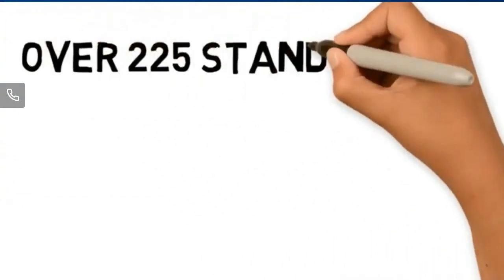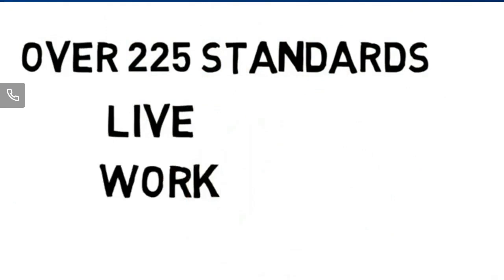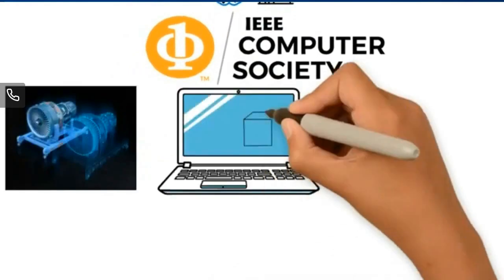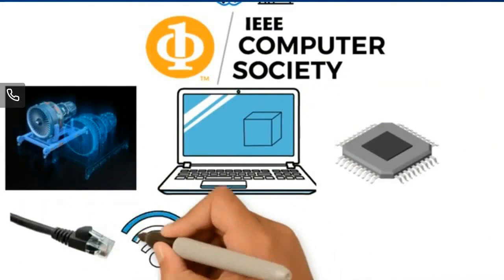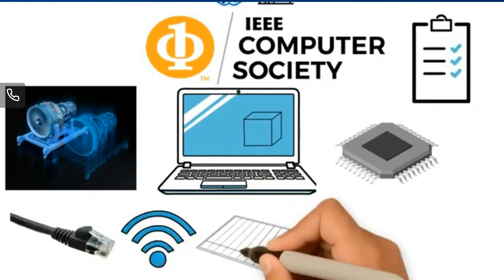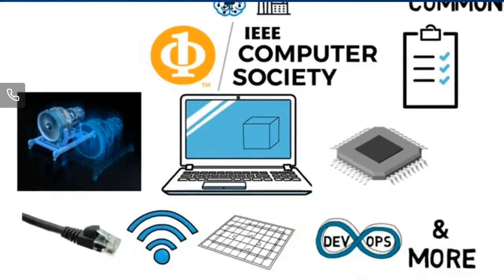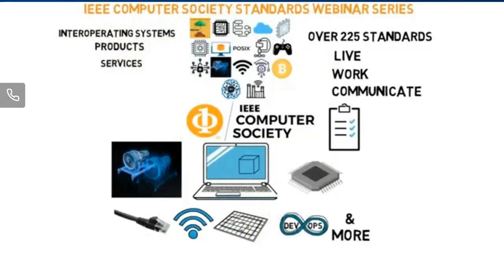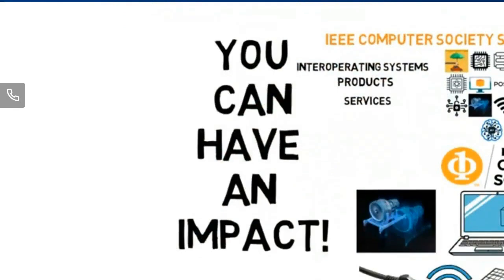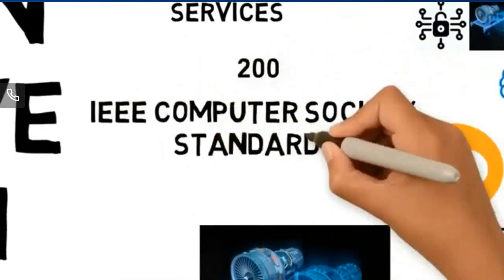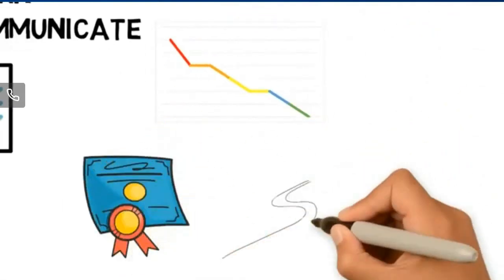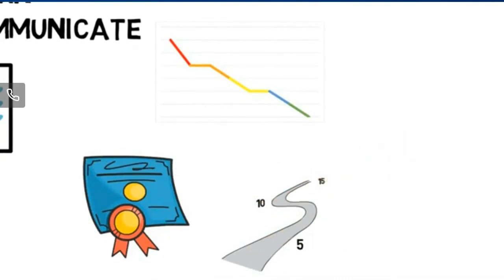With over 225 standards that transform the way we live, work, and communicate, the IEEE Computer Society sets the standard for design automation, simulation, testing technologies, Ethernet and Wi-Fi, quality assurance processes, systems architecture, DevOps, and more. Standards deliver best practice processes for developing market-ready interoperating systems, products, and services. You can have an impact by joining one of the over 200 IEEE Computer Society Standards working groups. Participating in one of the working groups grants you access to information that reduces risks, increases proficiency, and shapes the future of the industry. Help determine what's next in computing technology.